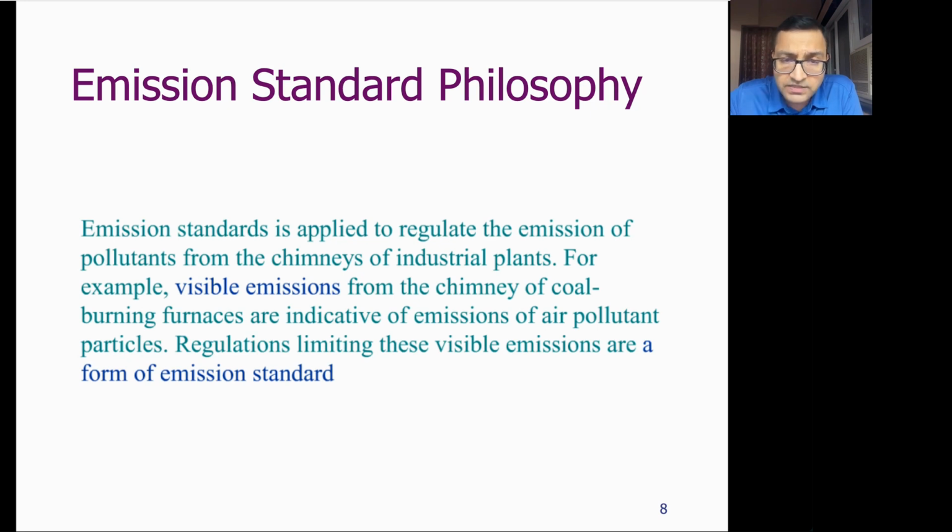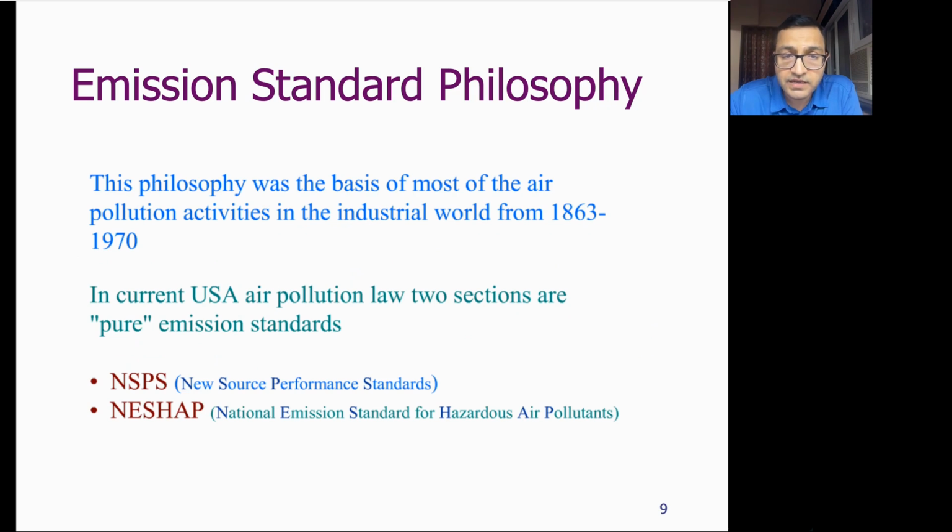You look at the opacity of the plume that you see emanating from a smokestack, and with the opacity of that you can put some controls in there. There's a regulation for that. That's a sort of emission standard, and this was the basis of most of the air pollution activities in the industrial world from the 1800s to 1970. And even in the current air pollution law, there are two sections that are pure emission standards. One of them is the new source performance standards, the NSPS, which we will talk a little bit more about later, and the NESHAP, or the National Emission Standard for Hazardous Air Pollutants. So here we are controlling what's being emitted from the stack. That's the main idea in the emission standard philosophy.